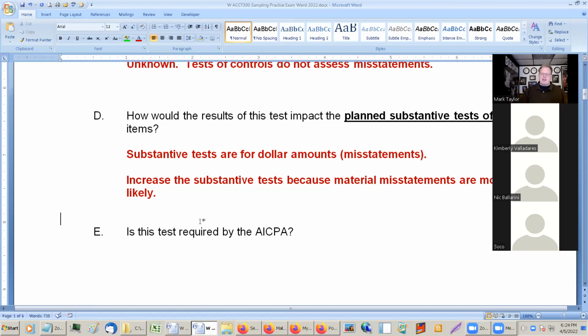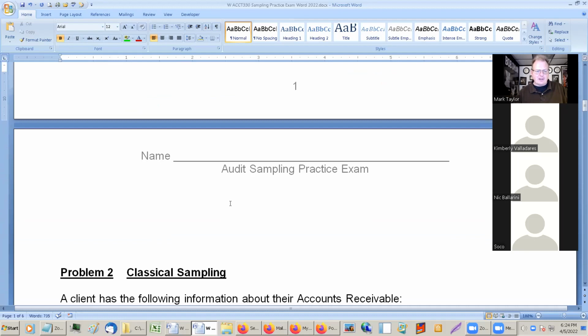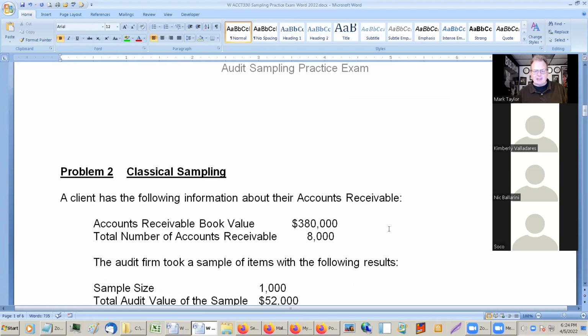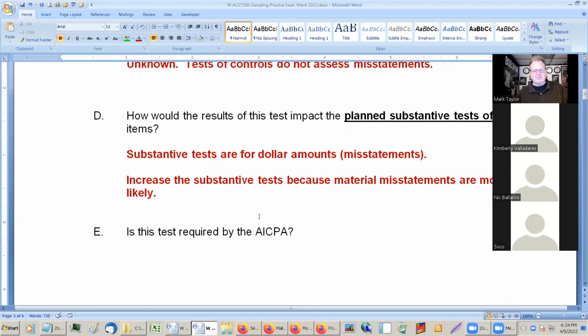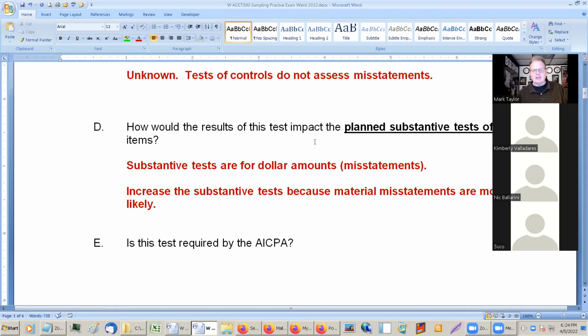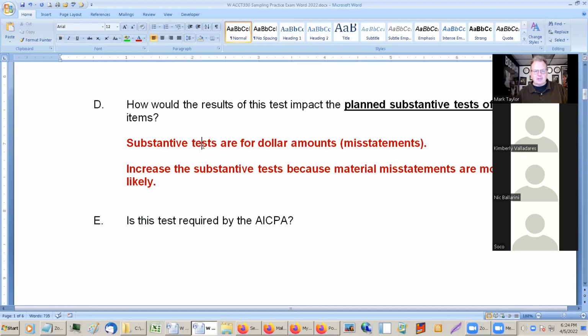And substantive testing is when you look at the dollar amounts, and that's what these other tests are. Classical sampling, look at the dollars and all that. But yeah, substantive tests are for the dollar amounts, and if we can't rely on the controls, then you say, okay, fine, we can't rely on the controls. We got to bump up the substantive testing.